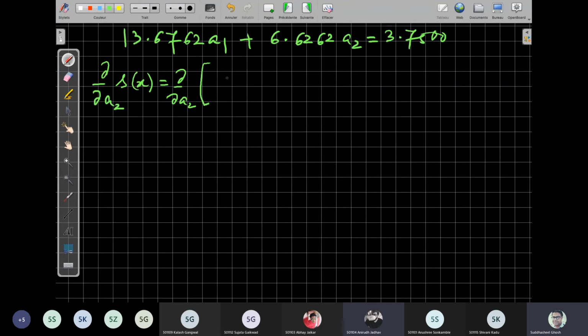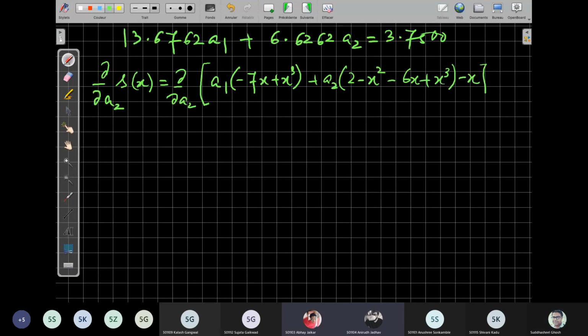Of bracket, tell me, what is here? A1 into -7x plus x cube, then plus A2 into 2 minus x square minus 6x plus x cube, then minus x whole square. The whole square of this. Is that correct?